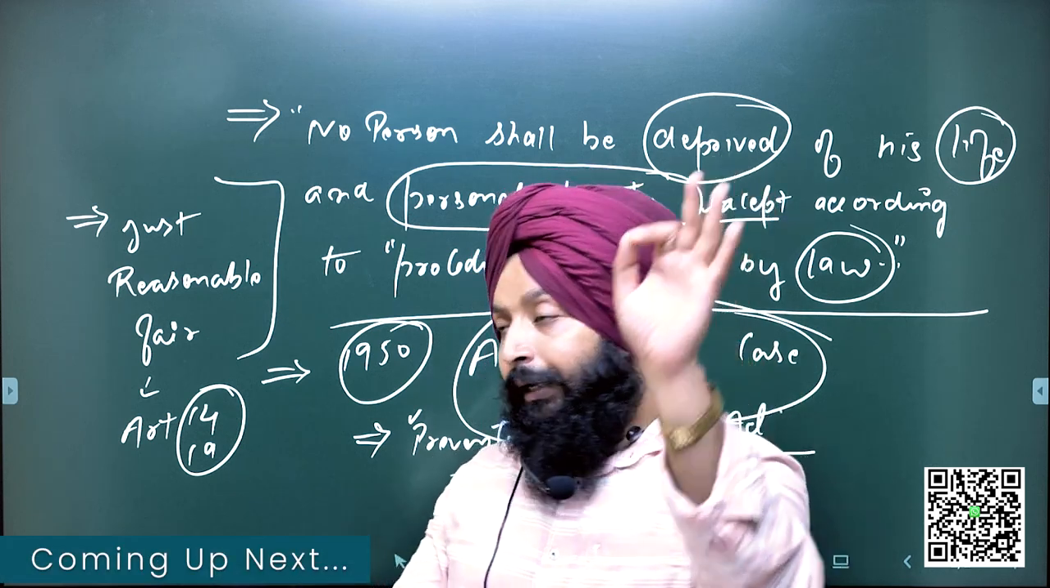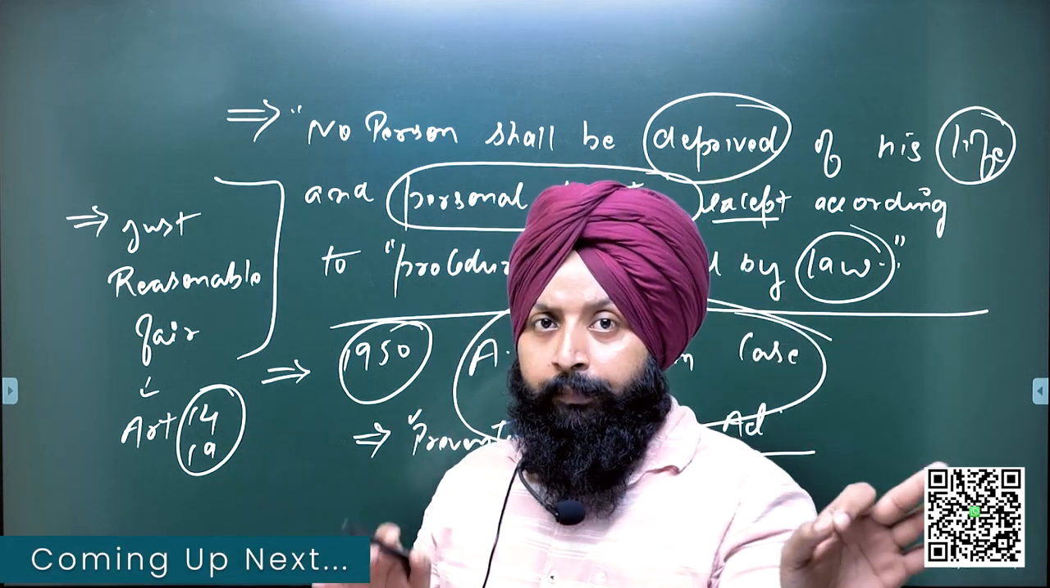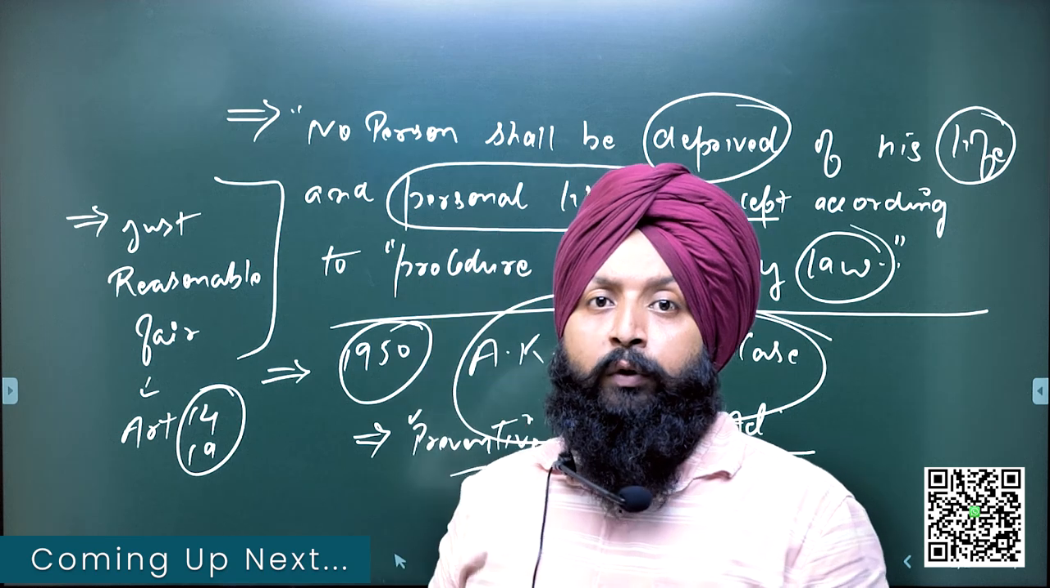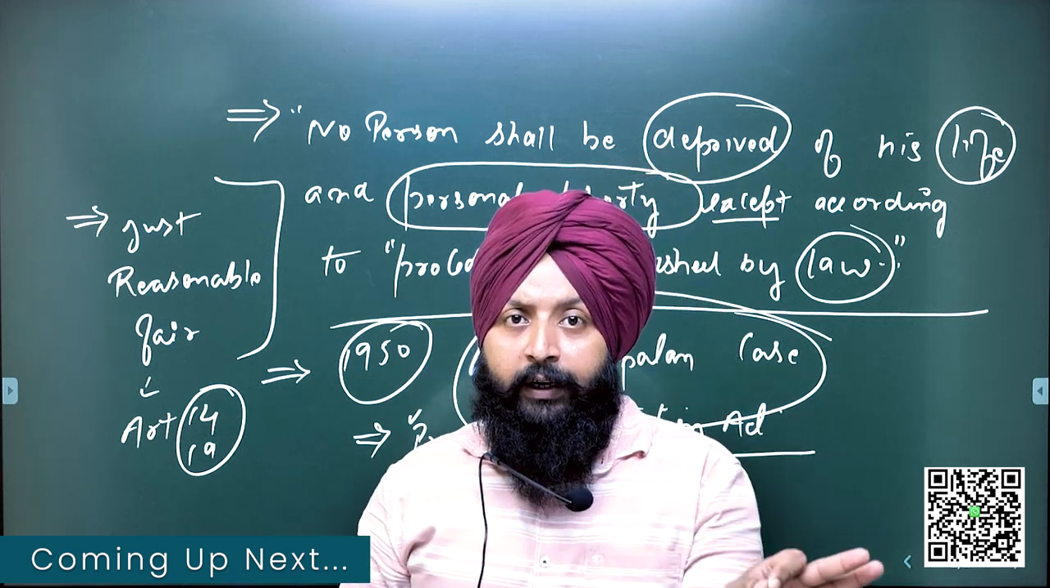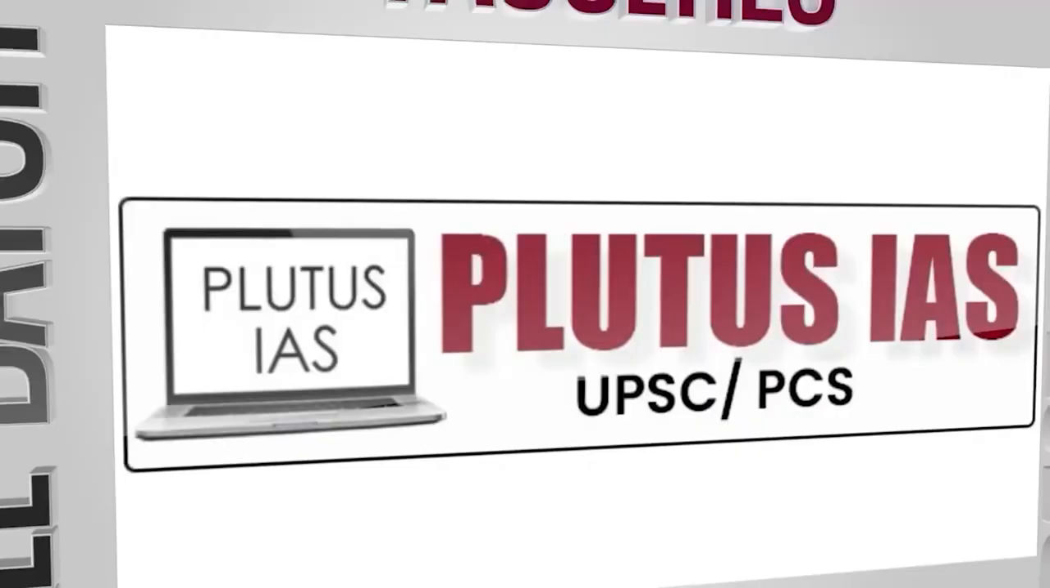So that means Article 19 provides different freedoms. It also provides for imposition of restrictions on those freedoms, but it also provides.